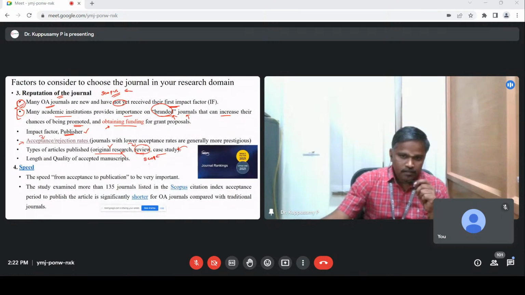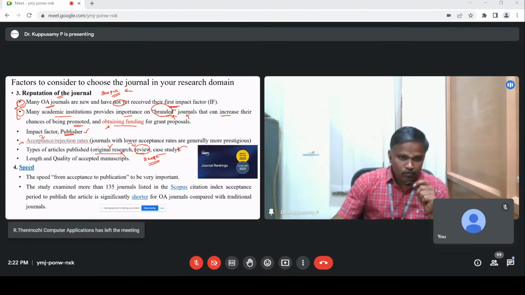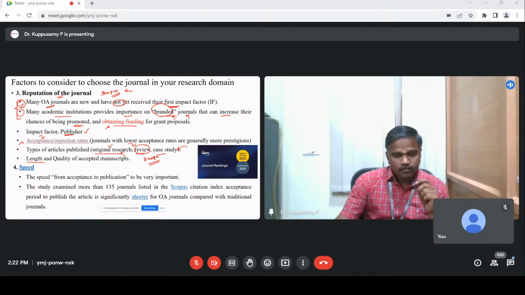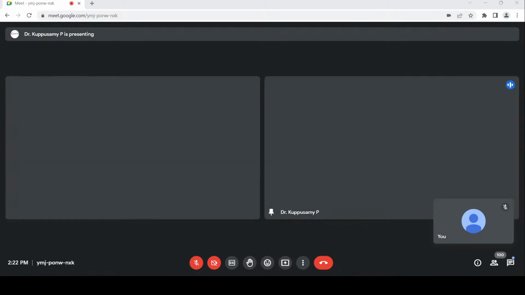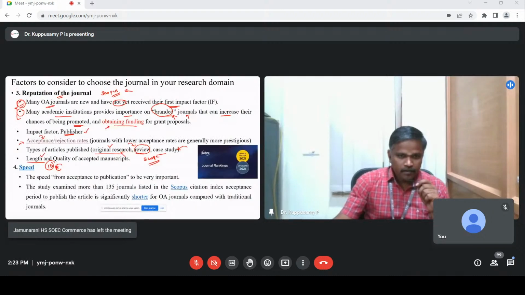The scope of the journal will give you the idea whether they are accepting review papers, survey papers, original research papers or case study papers, like that. And one more thing, we have to check the length of the article before submitting to the journal, because some journals have criteria to accept articles within 15 pages or 8 pages, like that. So you have to check the length of your article and the quality of the accepted manuscripts. These are all important points to select the journal.